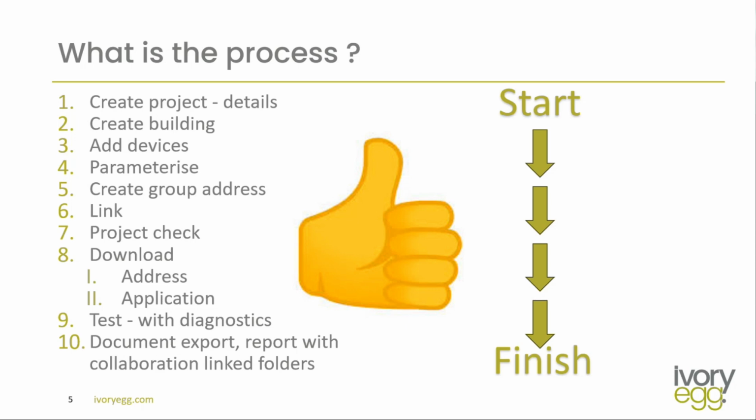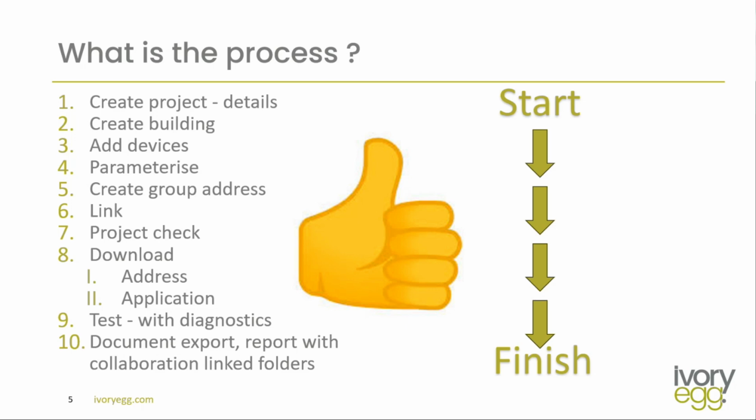Once we've created the building, we need to add our devices. We need to add them from the catalog into the building. Once we've added our devices, we need to parameterize the devices. Once we parameterize the devices, it will give us the communication objects that we're going to need, taking into consideration the functions we've asked the device for. These will then lead us to creating group addresses.